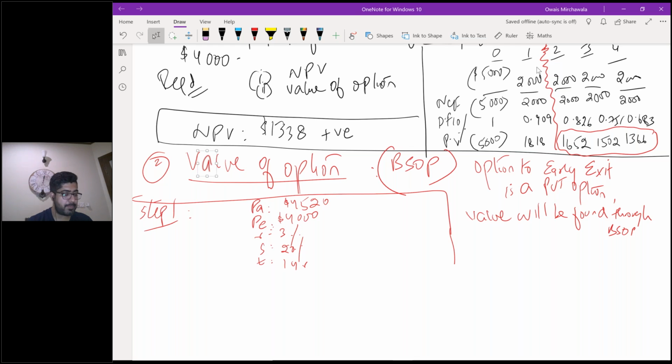First step, PA, PE, RST. R, S and T are given. PE is the government or competitor offer, so it is 4,000. And PA is the opportunity cost, because once you sell the project to him after 1 year, the remaining years cash flows would be lost. That's the present value of opportunity cost.